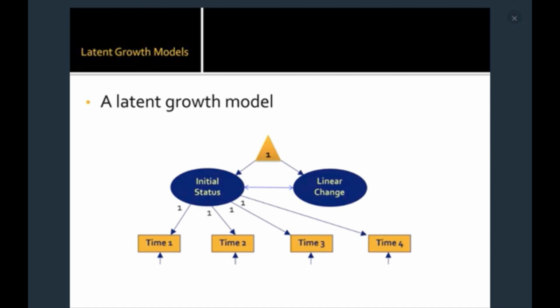We set it up that way. The initial status then represents the baseline, like I said, the starting point for the growth model. And then for linear change, the factor loadings are fixed to 0, 1, 2, 3 for the linear change latent variable. So 0 is the loading for time 1, 1 is the loading for time 2, and so on. And that models a linear change.